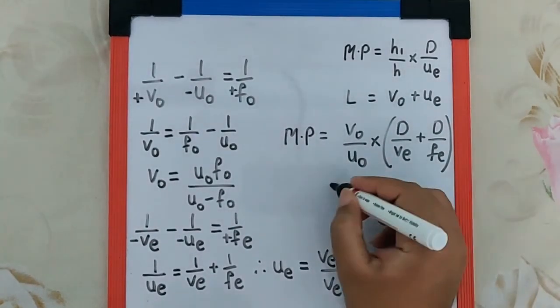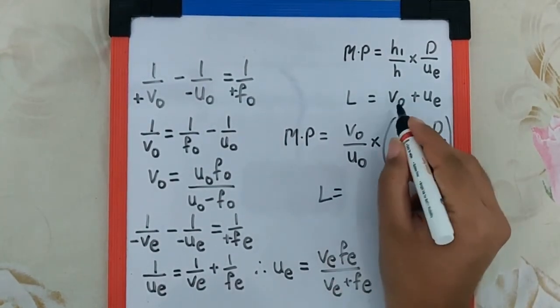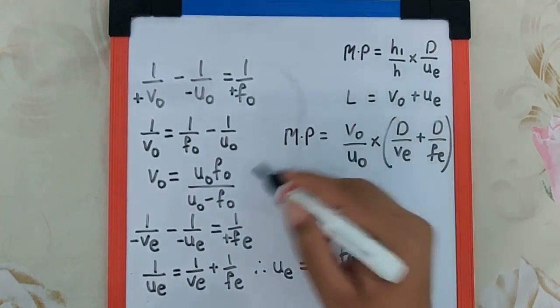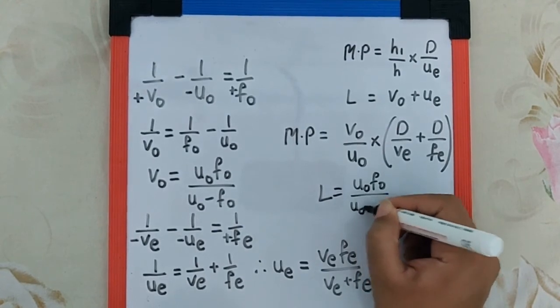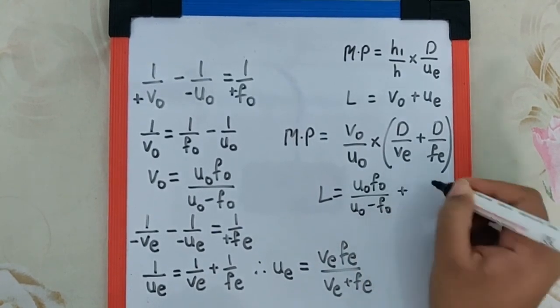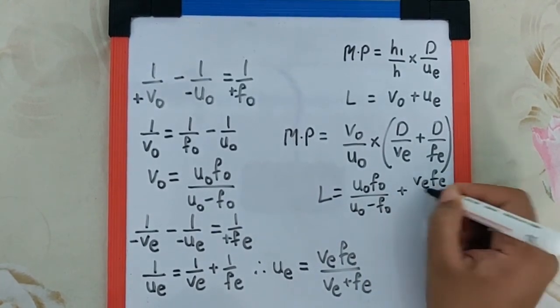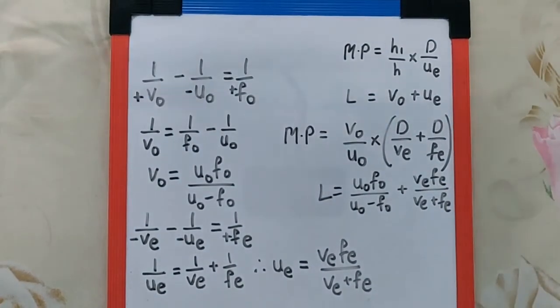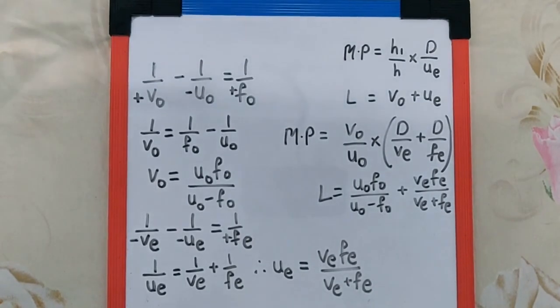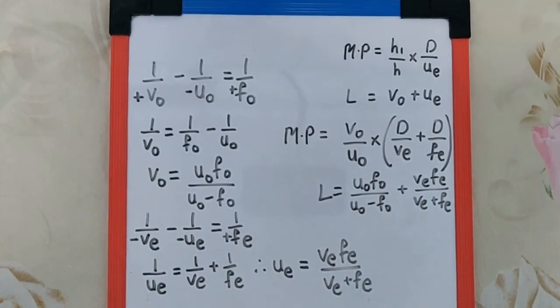Which means the formula of L, which is VO plus UE, can be written as UOFO upon UO minus FO plus VEFE upon VE plus FE. So this becomes another variation for L if the object or the image, none of them are at infinity, but at some finite distance.